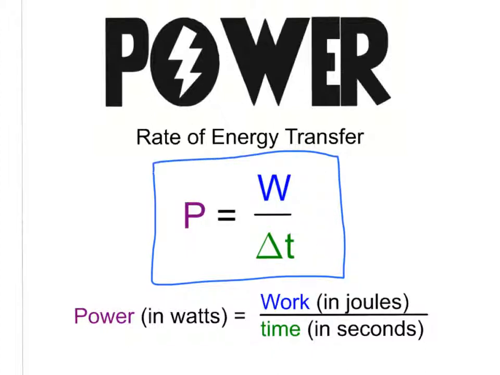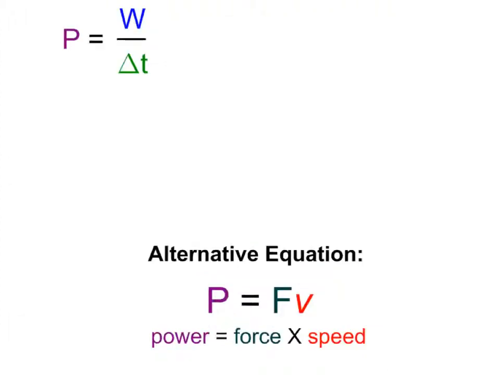So when we think of power, power is going to be in a new unit, watts. Work is, remember, in joules. It's the amount of energy that's being transferred. And time is measured in seconds. We have to have work in joules and time in seconds in order for power to be in watts. So if we start with this equation, that power is equal to work divided by the change in time, it's the amount of work done per time.